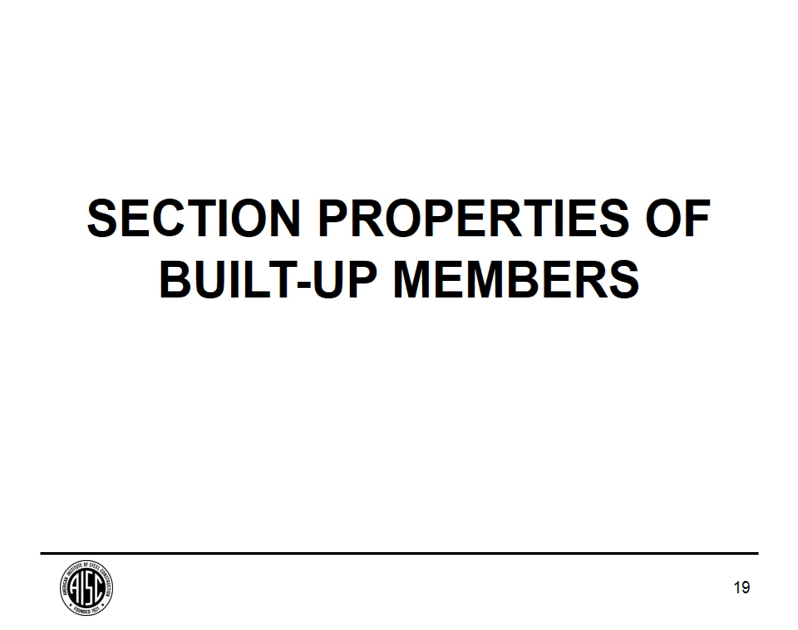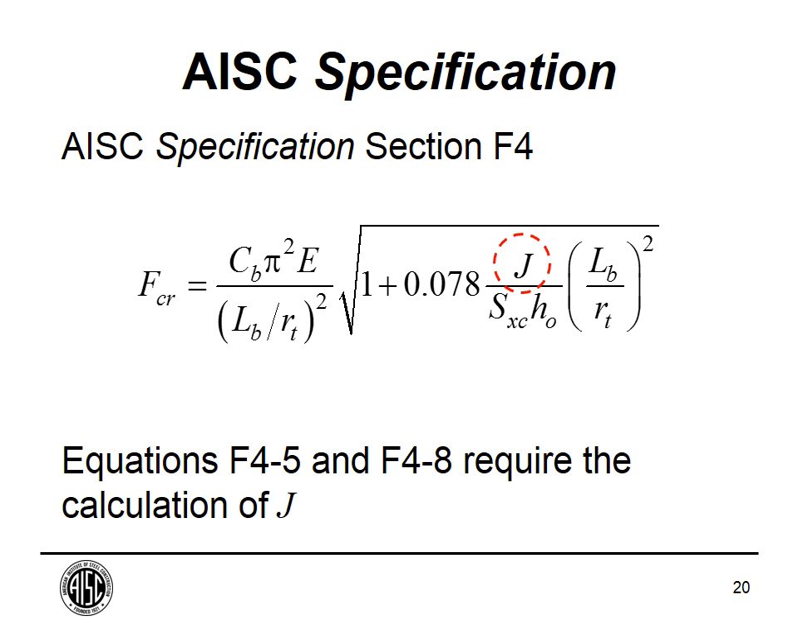Now, I probably should have taken the S off of properties here, section properties of built-up members, because we're only going to talk about one section property here, and that's going to be J. And J is going to be the torsional constant. And of course, you need it when you're doing a torsion calc, but you also need J when you're calculating lateral torsional buckling strength of your beams.